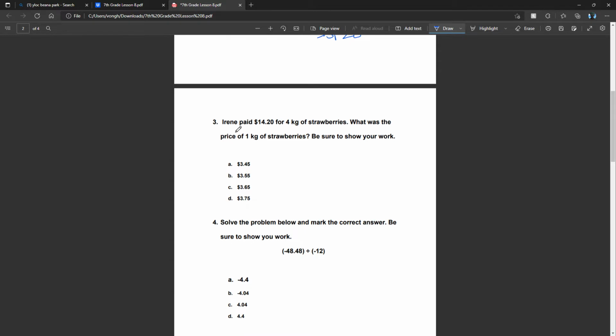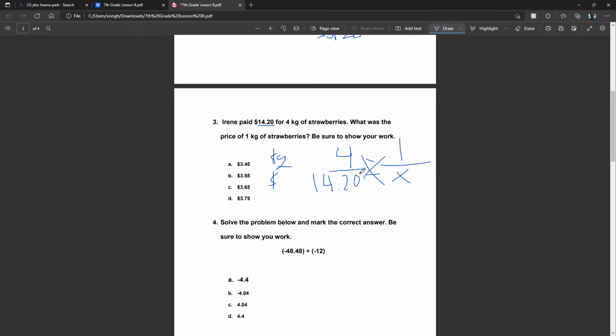So for 3, Irene paid $14.20 for 4 kilograms of strawberries. What was the price of 1 kilogram of strawberries? So here we'd use a proportion. Let's put kilograms on top and money on the bottom. So for 4 kilograms of strawberries it's $14.20, and let's set that equal to 1 kilogram of strawberries, so we put 1 on top and then X on the bottom. And all we have to do is cross multiply.